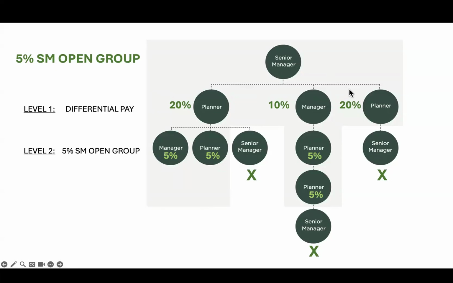Okay. Now, when there is a senior manager below me, not in my front line, but below my level one, I will not be compensated on these senior managers. I will only be compensated on my frontline senior manager at 5%. And as a 5% SM open group, meaning anywhere from your second level and beyond where there are no senior managers in that leg, every single manager and planner that is in your SM open line, you're getting 5%. Okay. I want to be very clear about that.